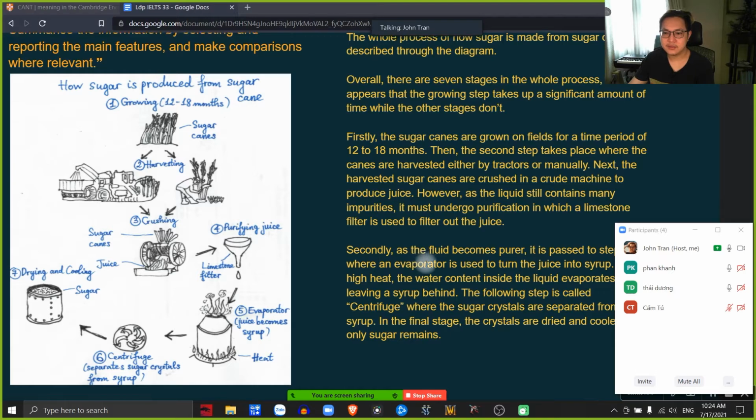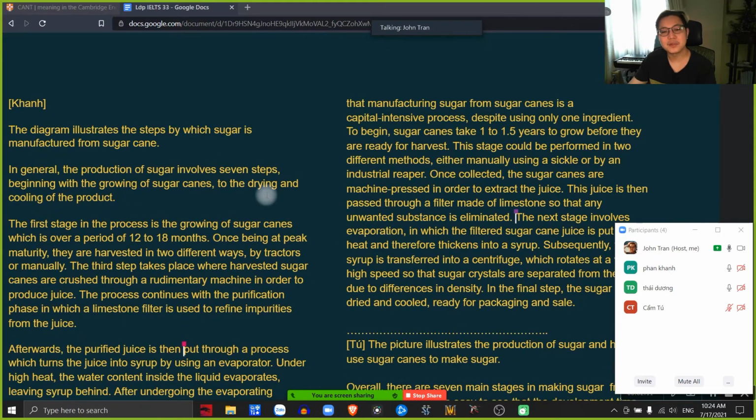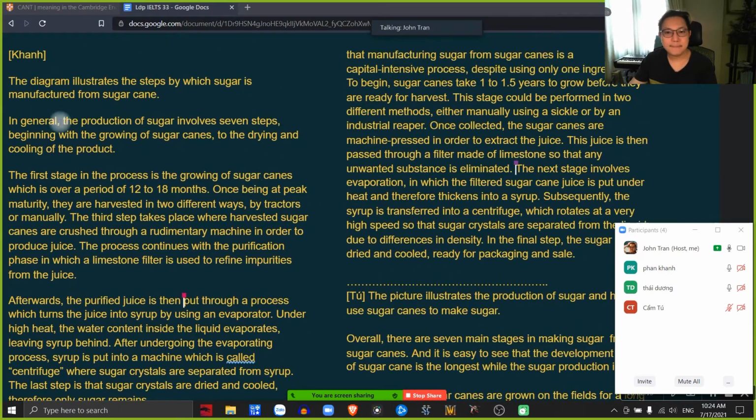Okay, now let's start first with Mr. Khan. Now, let's go quickly. Okay. The diagram illustrates the steps by which sugar is manufactured from sugarcane.